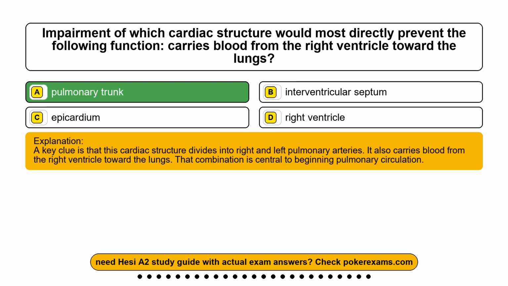A key clue is that this cardiac structure divides into right and left pulmonary arteries. It also carries blood from the right ventricle toward the lungs. That combination is central to beginning pulmonary circulation.